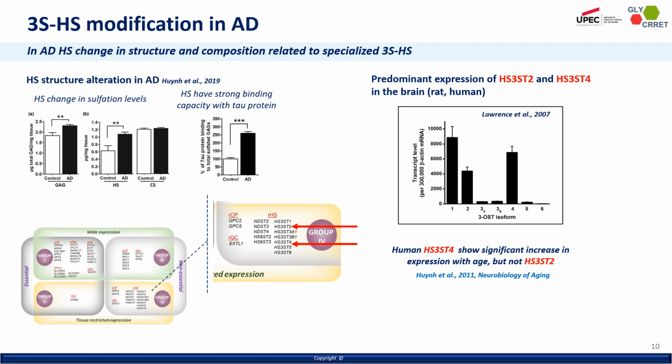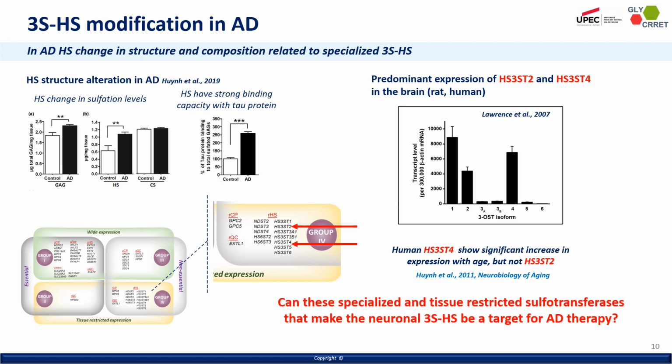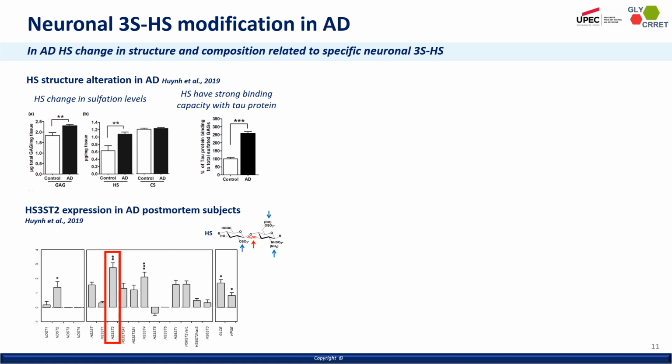In fact, we were dealing with specialized and tissue-restricted sulfotransferases. And here we asked the question, can these specialized and tissue-restricted sulfotransferases that make these neuronal 3-O-sulfation, so 3-SHS, can they be a target for Alzheimer therapy? When we analyzed the expression of the modification enzymes from the heparan sulfate biosynthesis in Alzheimer postmortem tissue, we saw that heparan sulfate 3-O-sulfotransferase number 2 was very highly expressed, making us target this enzyme.